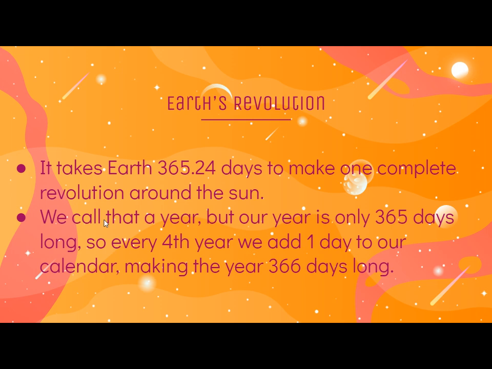We know that it takes Earth 365.24 days to make one complete trip around the sun.